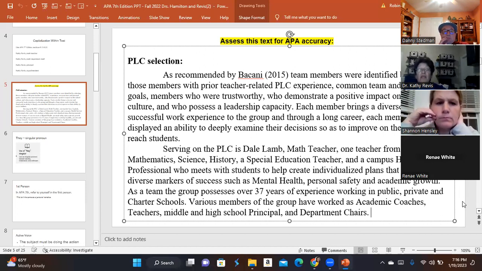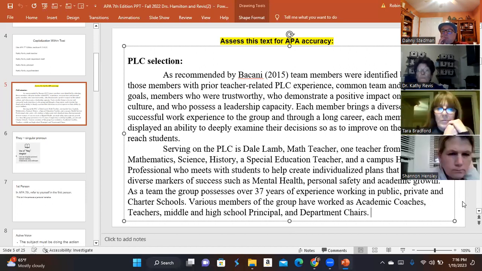What about in the sentence right above that? Anything wrong with that sentence? Yeah, I was wondering if charter schools. Charter schools.